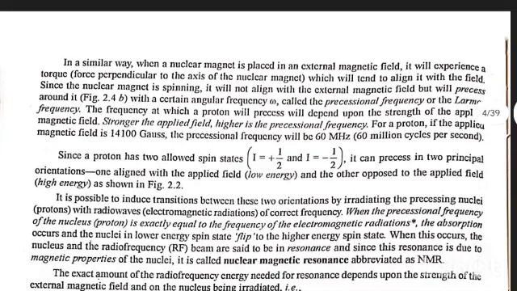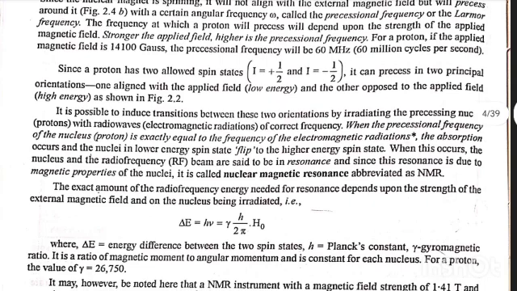In a similar way, when a nuclear magnet is placed in an external magnetic field, it will experience a torque force perpendicular to the axis of the nuclear magnet, which will tend to align it with the field. Since the nuclear magnet is spinning, it will not align with the external magnetic field but will precess around it with a certain angular frequency omega, called the precessional frequency or the Larmor frequency. The frequency at which a proton will precess depends upon the strength of the applied magnetic field. The stronger the applied field, the higher the precessional frequency.